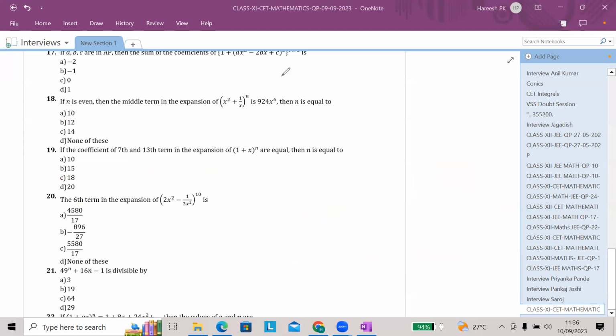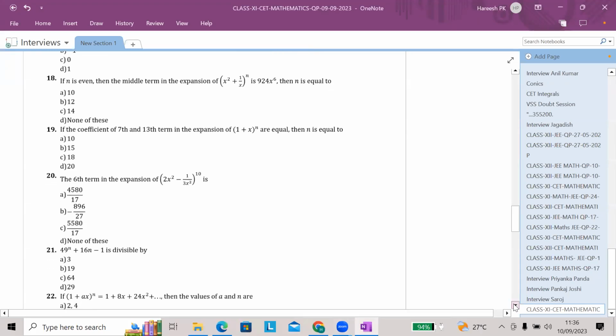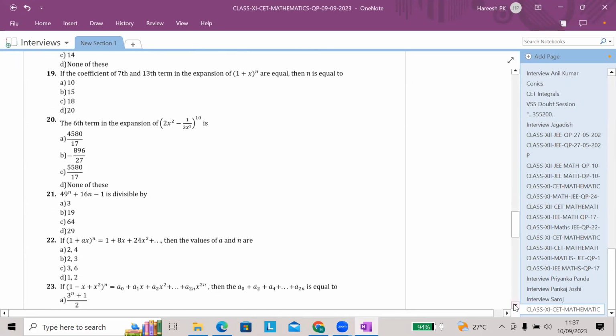We move on to the next one. Whenever they ask a divisibility test, we'll have to write this 49 as 1 plus 48, or 48 plus 1. Why do we do that? For a reason.